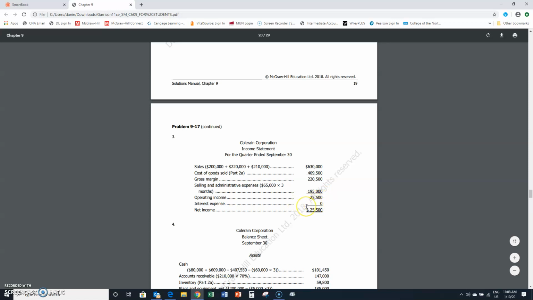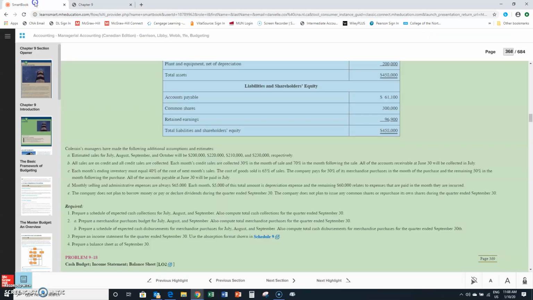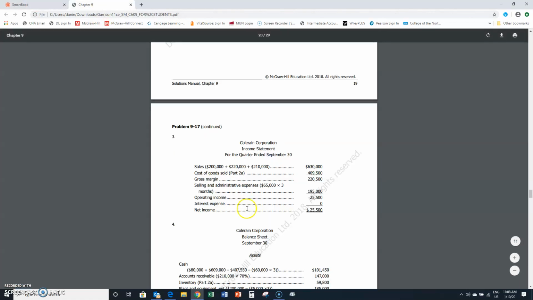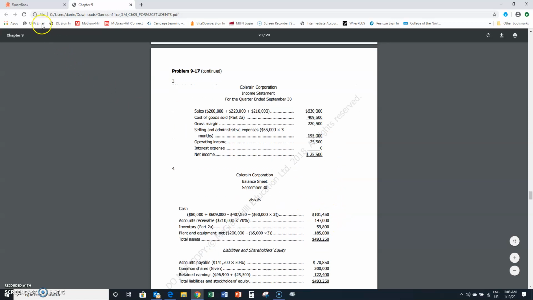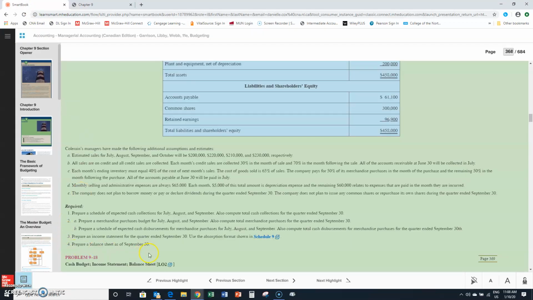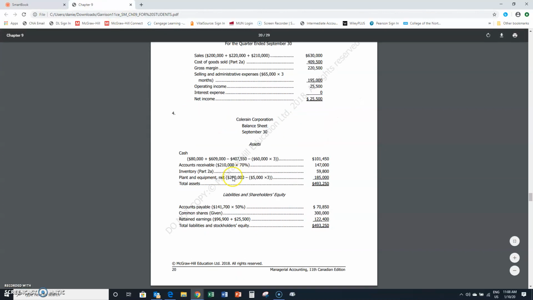There is no interest. I believe they told us here they don't plan to borrow money, nothing like that. So there's no interest. So our net income is $25,500. Then we're asked to prepare the balance sheet as of September 30th.